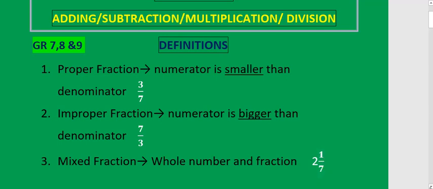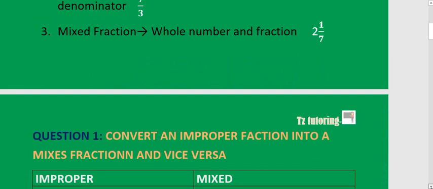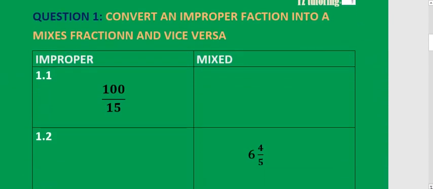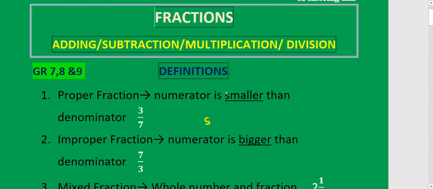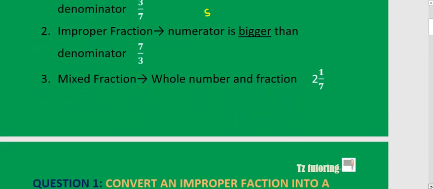So let's put this to practice. For question 1, you're being asked to convert the improper fraction. We know that this is improper because the bigger number is on top. So how do you convert an improper fraction into a mixed fraction? We ask ourselves, how many times can 15 go into 100? So let's list the multiples of 15.